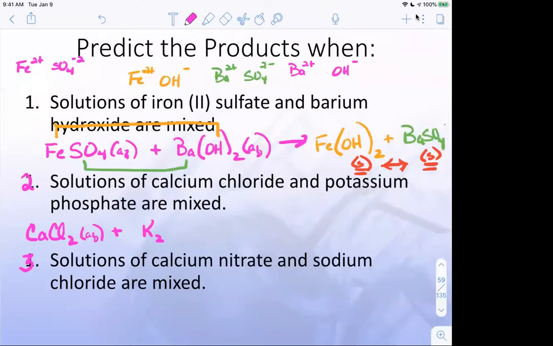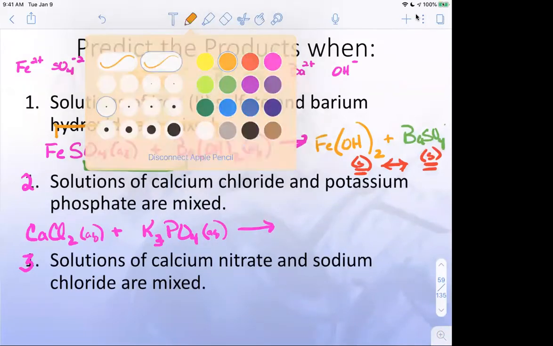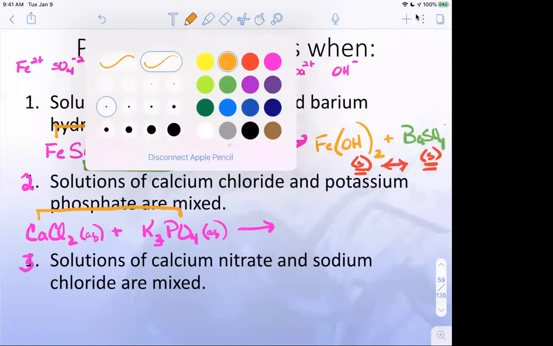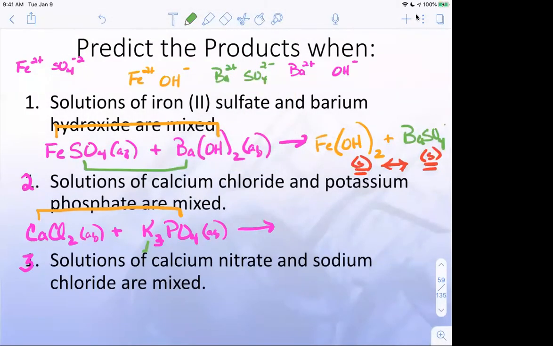So I have K3PO4, that's aqueous because I have a potassium group 1 metal cation. Then, again, I'm going to look at this. Calcium and phosphate go together, and then potassium and chloride go together.